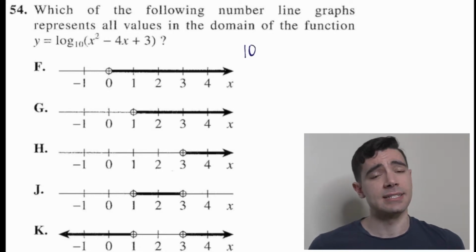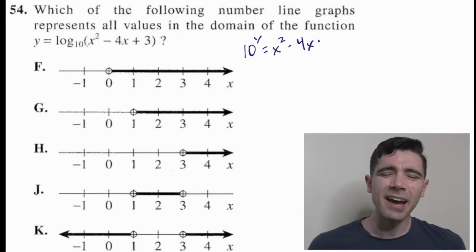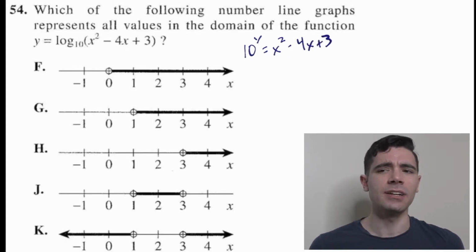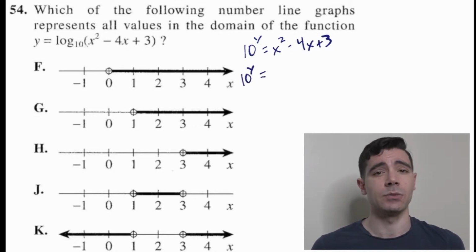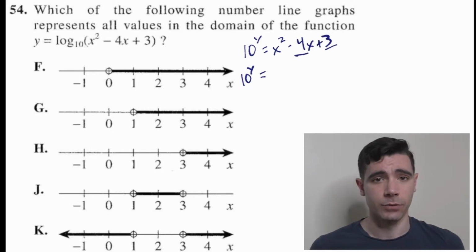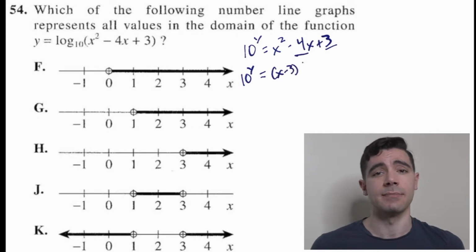We could rewrite this as 10 to the y equals x squared minus 4x plus 3. But then I have this quadratic trinomial. And you know what? If I can factor something on this test, I'm going to go ahead and factor it. So how would we factor this? We need two numbers that multiply to equal positive 3 and add up to equal negative 4. So we would have x minus 3 times x minus 1. Alright, cool. 10 to the y equals x minus 3, x minus 1.